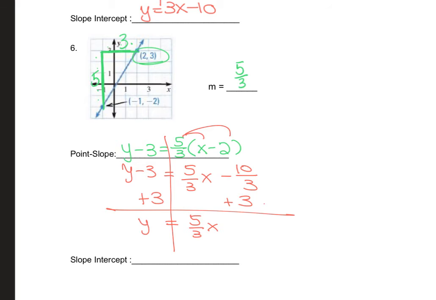And then this is the same as 9 over 3. So essentially I have negative 1/3. So y equals 5 thirds x minus 1/3. Again, we don't hope for ones like that because they're ugly. All right, and onward.